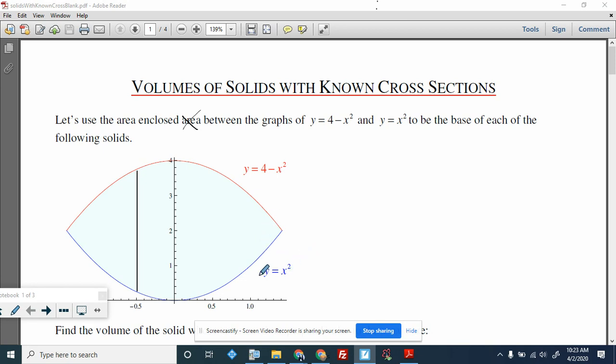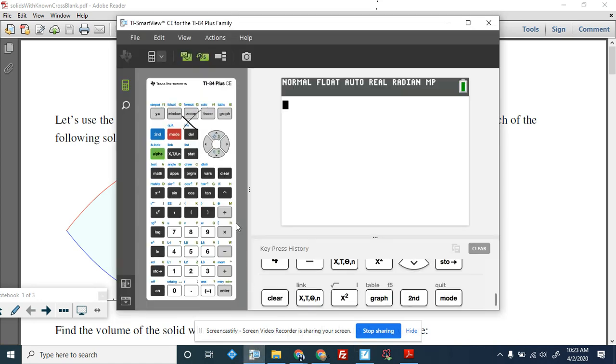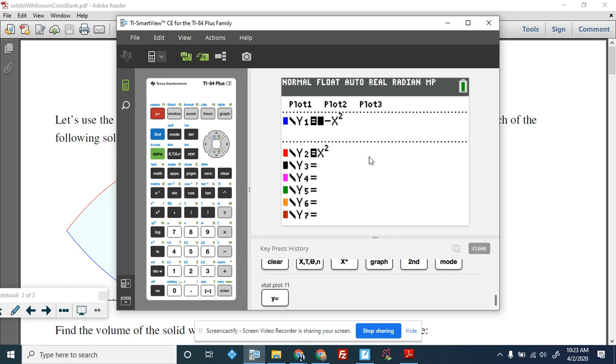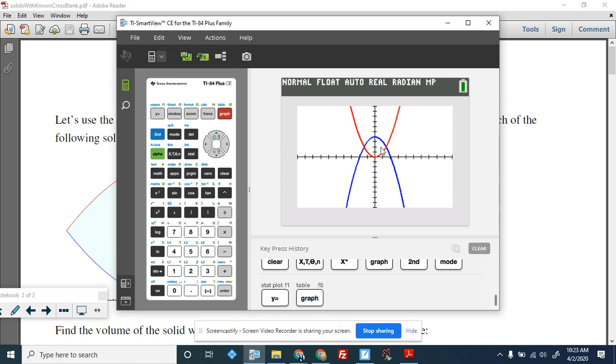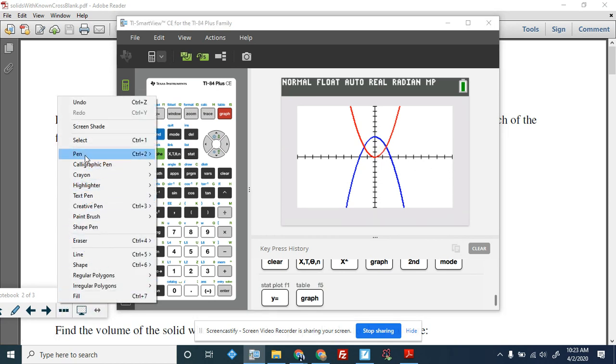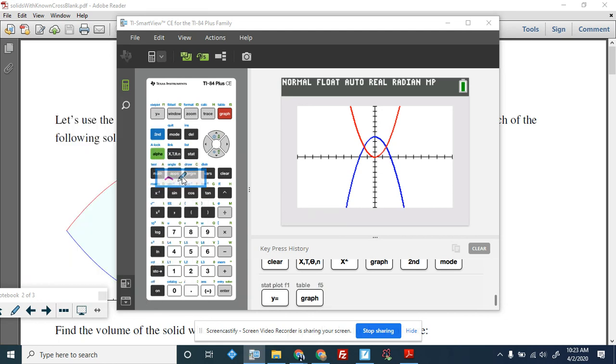All right, let's just do a couple things here. First things first, let's get our TI calculators out and graph this region. In y equals, you're going to put y1 as 4 minus x squared, and y2 as x squared. If we graph it, this is what we get. So we're saying this region here is what we're going to use as the base of our solid. That's kind of like the bottom of the solid. It's going to be a flat bottom, and it's going to have that shape.